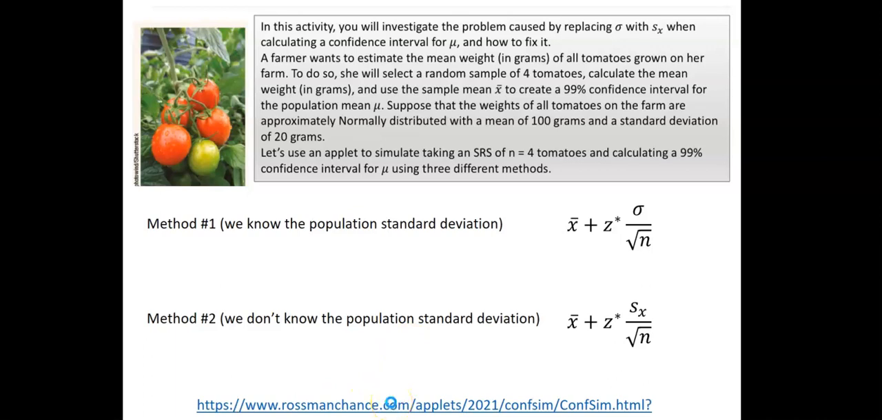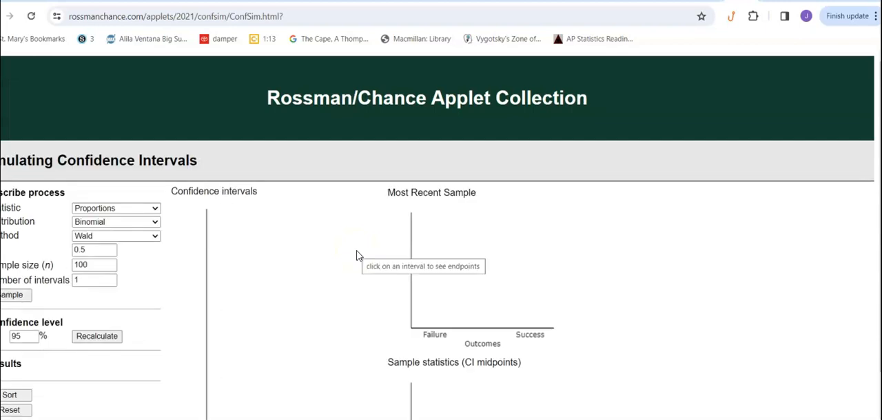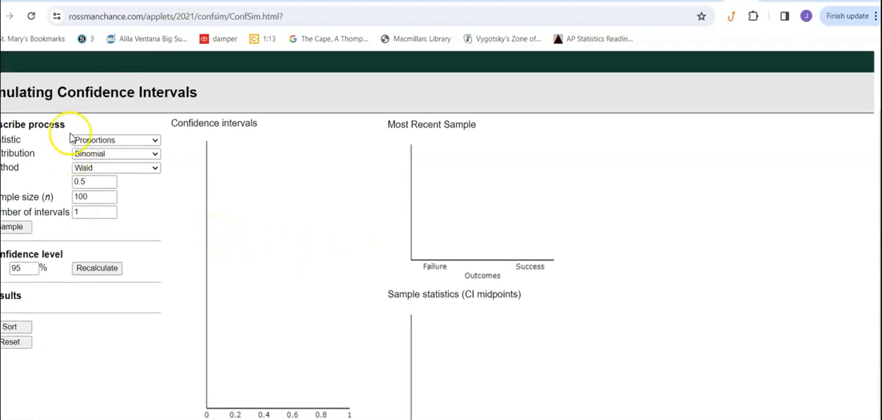Okay, so we're going to take method number 1. Let's assume we know the population standard deviation. So we're going to do that. Okay, so we have this cool app over here. Let me move this over just a touch so you can see it.